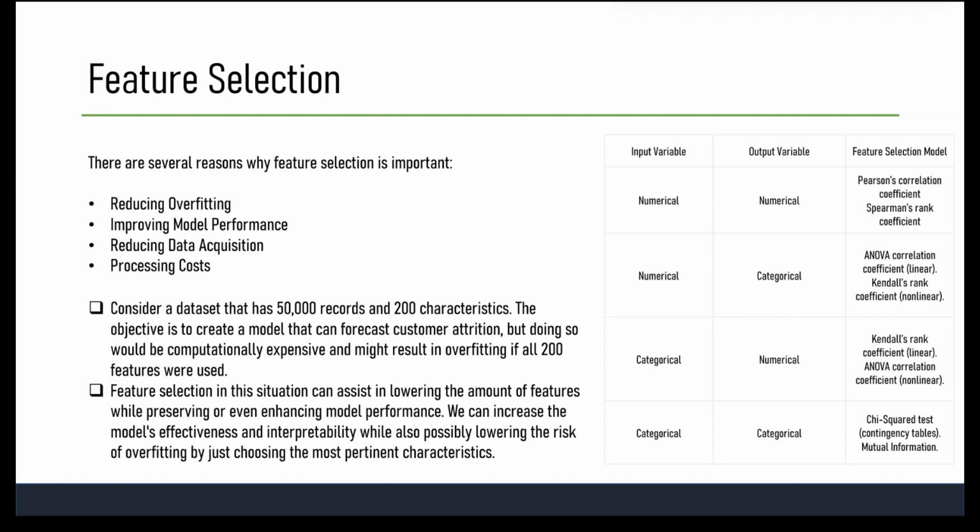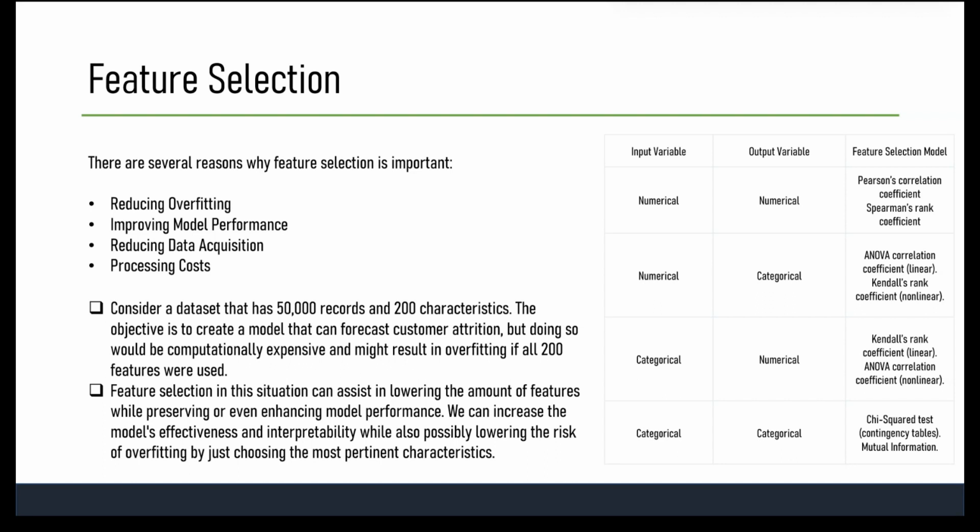The first is reducing overfitting. When we use a large number of features to build a model, it can lead to overfitting. Overfitting happens when a model performs well on training data but fails to generalize to new data. By selecting a subset of relevant features, we can reduce the complexity of the model and avoid overfitting.